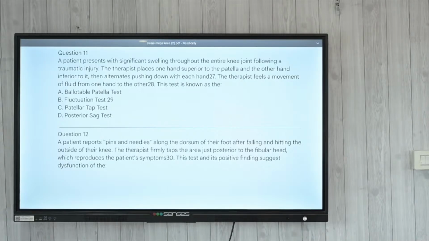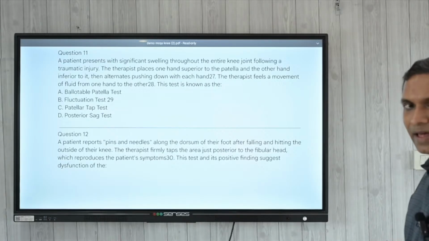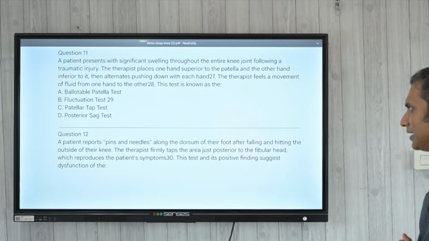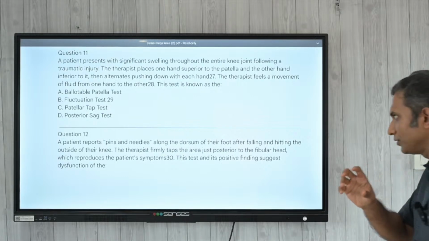option A, ballotable patella test. Option B, fluctuation test. Option C, patellar tap test. And option D, posterior sag test. So the guiding factor here is the movement of fluid from one point to another.